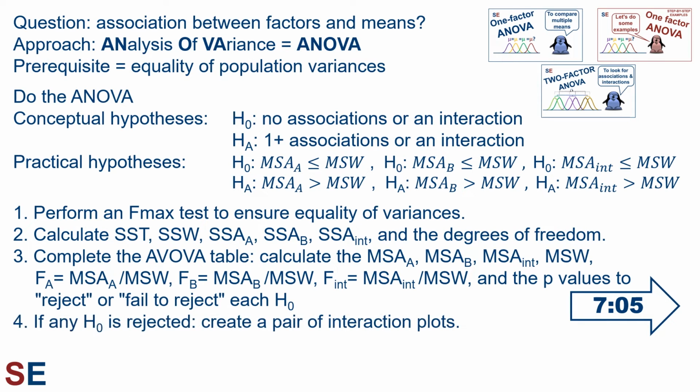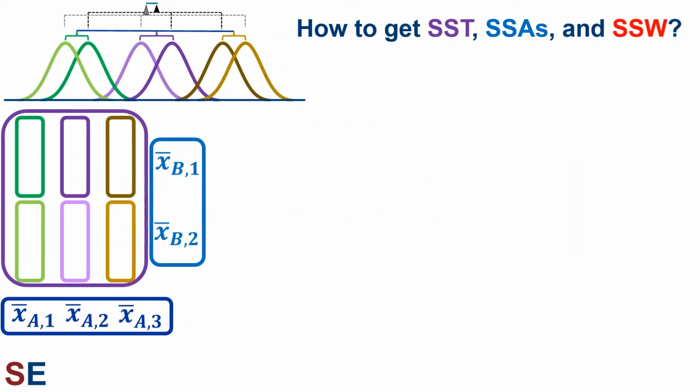Step 4. If any null hypothesis is rejected, we usually create a pair of interaction plots to look at so we can figure out how the significant associations or the interaction behave. Step 1 is exactly the same as for the one-factor ANOVA, so let's look at steps 2 through 4 in more detail. First, let's diagram how to get the sums of squares values.